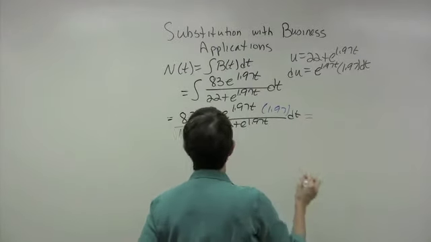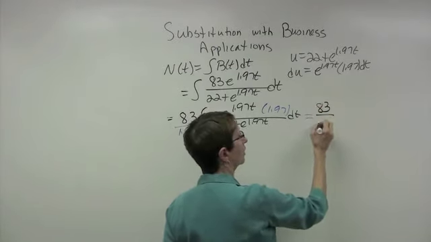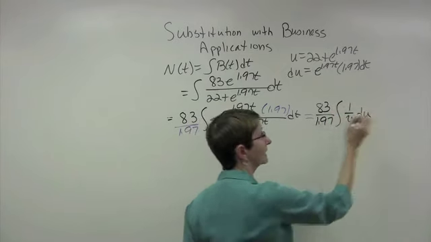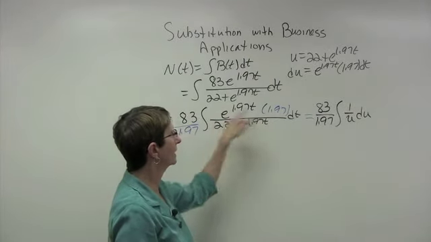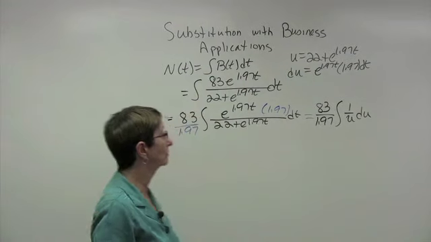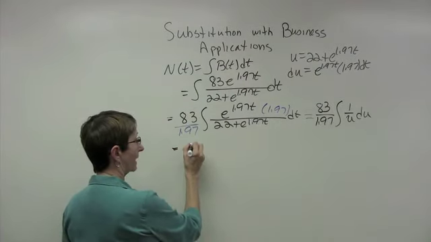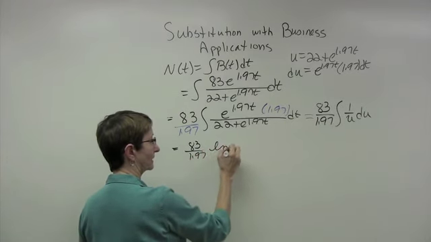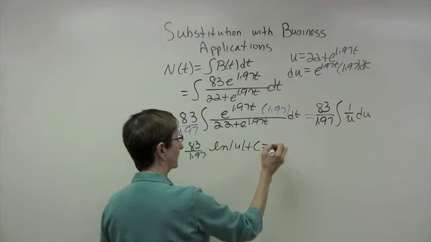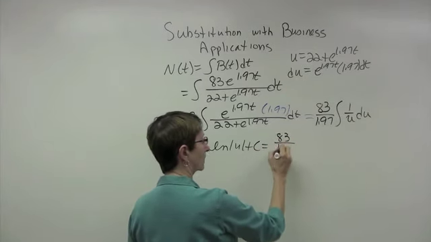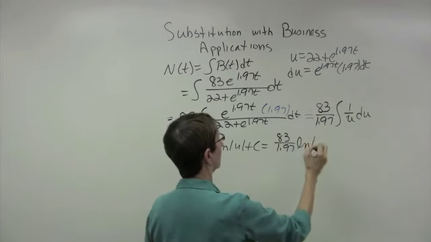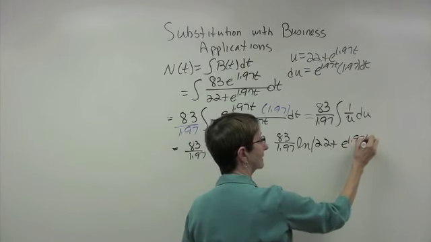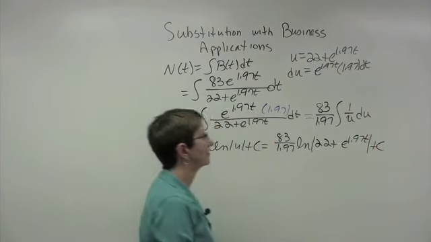So this equals 83 over 1.97 times the integral of 1 over u du. All of this we can write as 1, and everything else goes into du. So 83 over 1.97, antiderivative of 1 over u is ln of u plus c. So we have 83 over 1.97 natural log of all of this, 22 plus e to the 1.97t plus c.